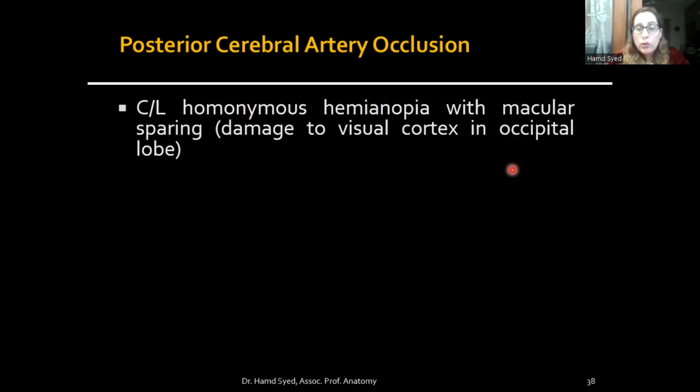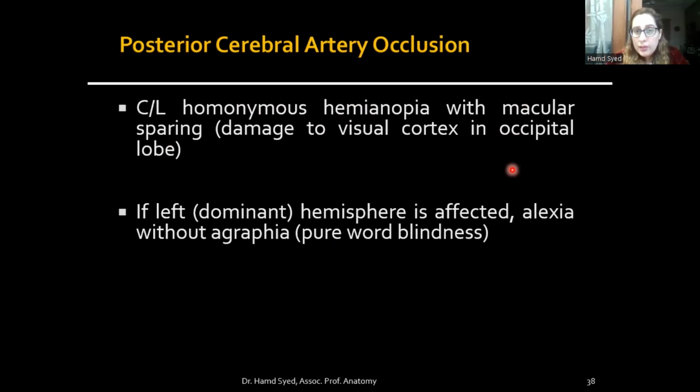Now, when we say macular sparing, we mean that the macula will be safe. The macula will be spared. The reason is that this is the central area of the field of vision, which has a dual blood supply, also by the middle cerebral artery other than the posterior cerebral artery.